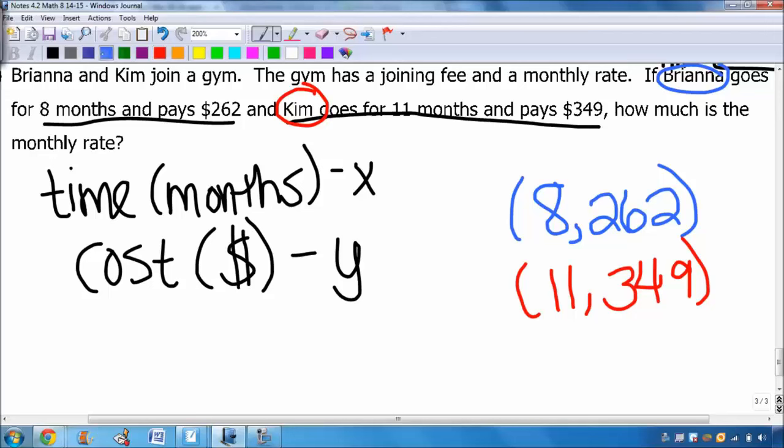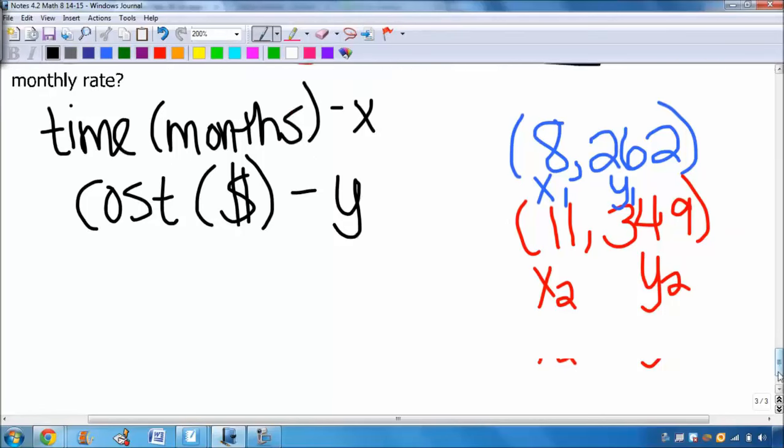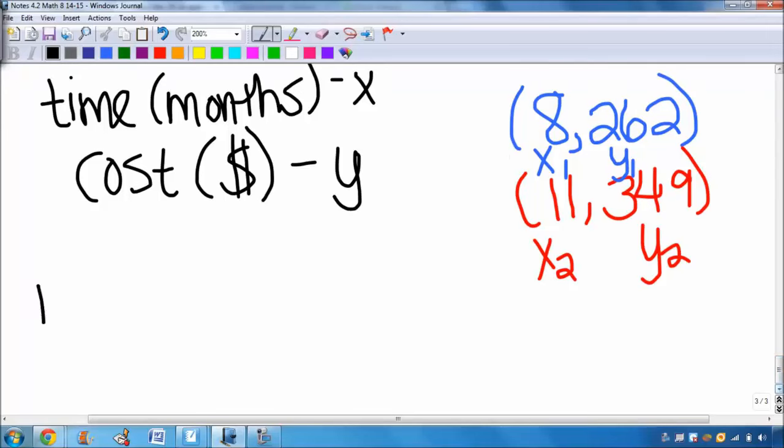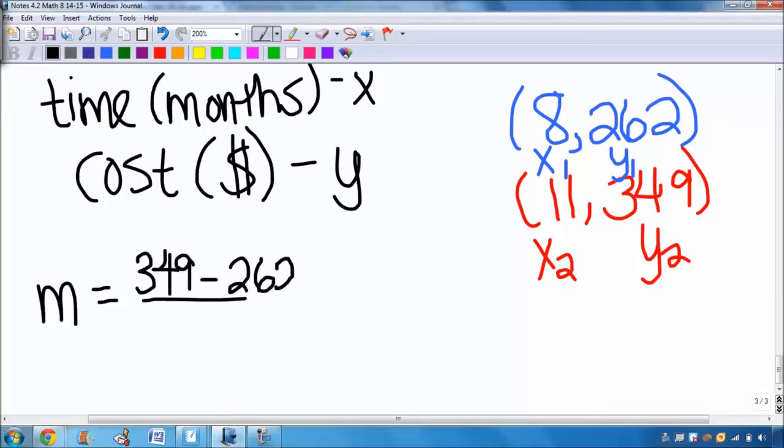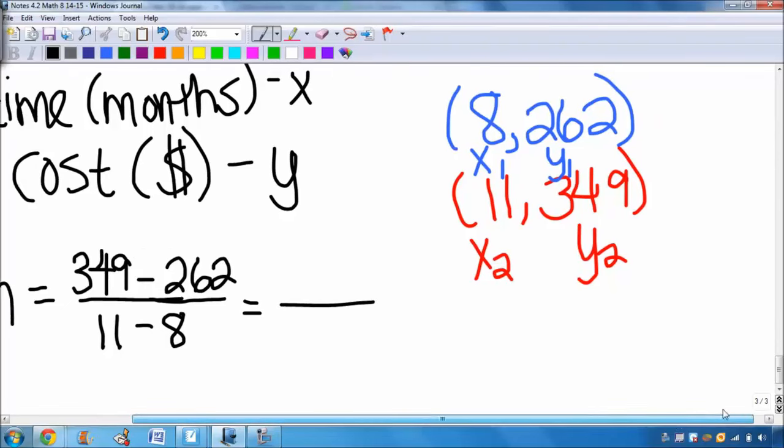So now I know that 8 right here is x1, 262 is y1, 11 is x2, and 349 is y2. So I can plug in all of my information right here into the slope formula, okay? So I would end up getting m equals y2, we figured out as 349, minus y1, we figured out as 262, all over 11, which is x2, minus 8, which is x1, okay? Okay, so now I'm going to figure out what my answer is. So I'm going to do my work on the side right here.